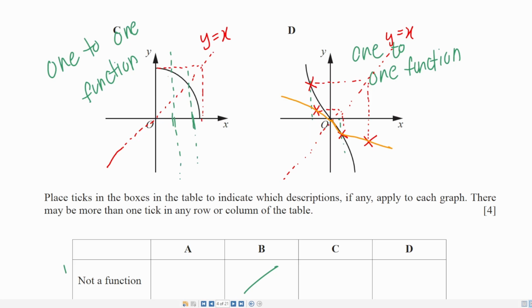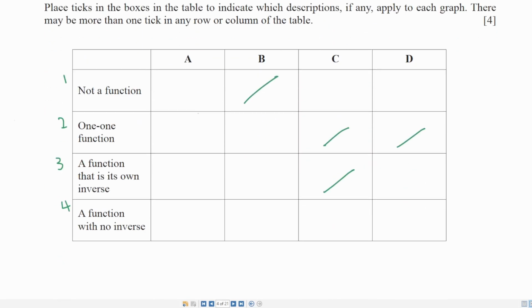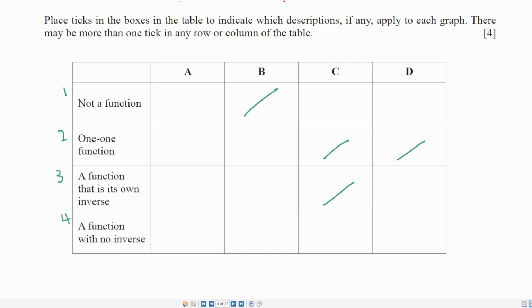However, if we were to draw the inverse graph for the graph of C, you'd actually realize that we get back the exact same graph. So in this case, only C can qualify for this criteria, and it's the only one we should take for a function that is its own inverse.